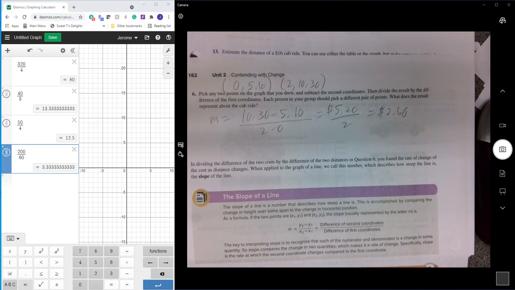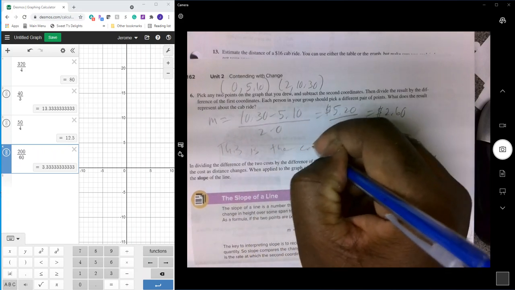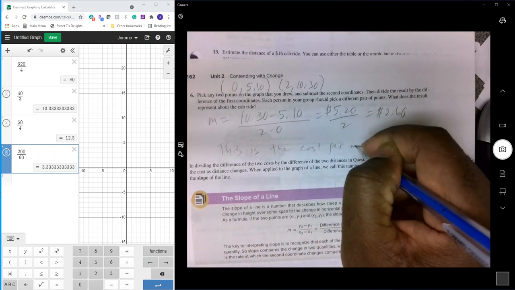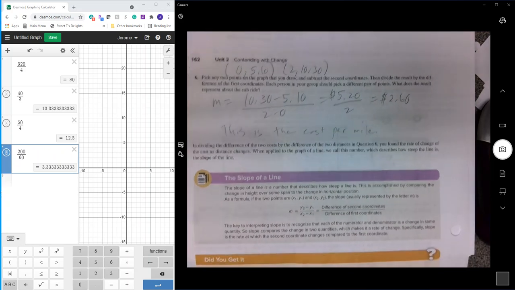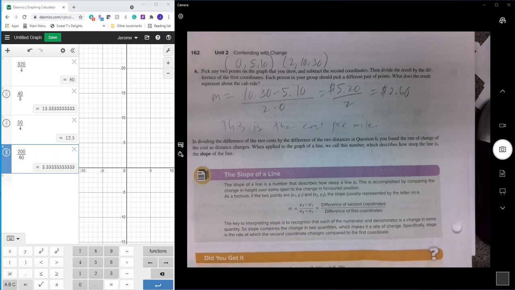All right. And this is the cost per mile. And dividing the difference of the two costs by the difference of the two distances in question 6, you found the rate of change of the cost as distance changes. When applied to the graph of a line, we call the number which describes how steep the line is the slope, which we already covered before, so we really don't need to go over this tan box. But if you need a refresher, you can read that at your leisure.